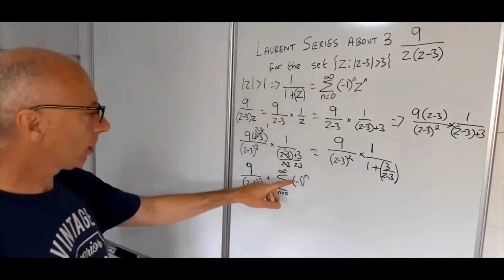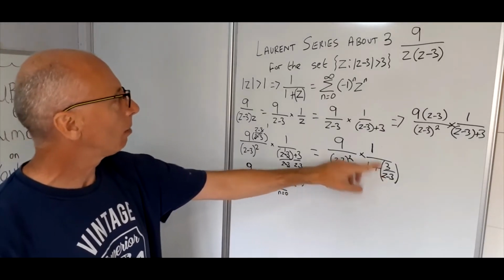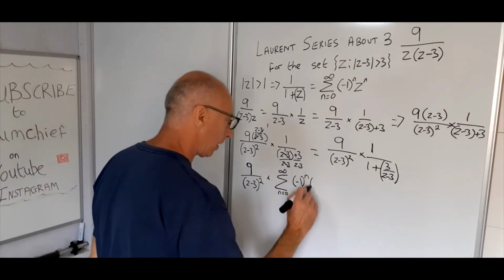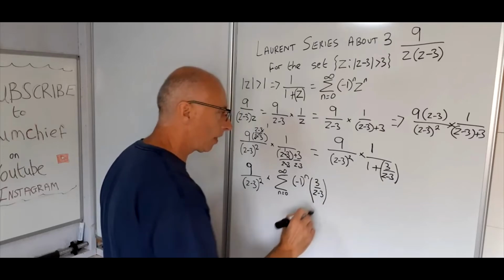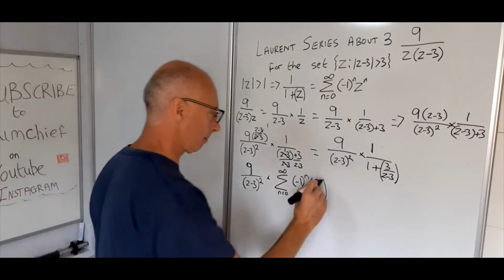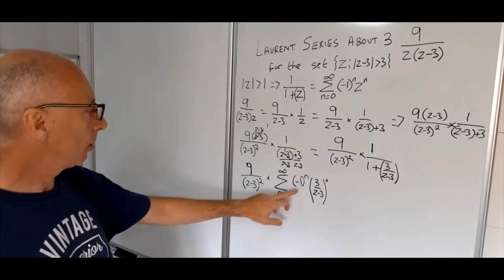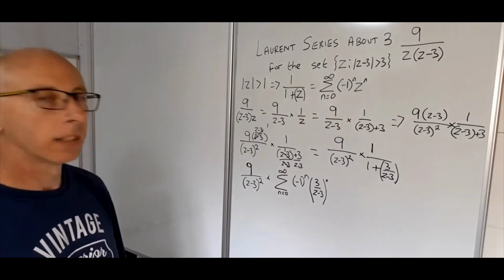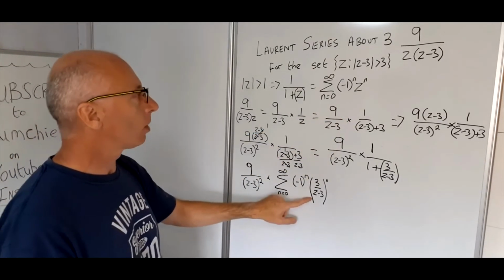Okay, so that's good. And now we've got the 3 over z minus 3 for our z. So we'll just put that in there. And then that's going to be to the power of n. Okay, so now we've got something in this format here. So let's just see when we write these series what we get.